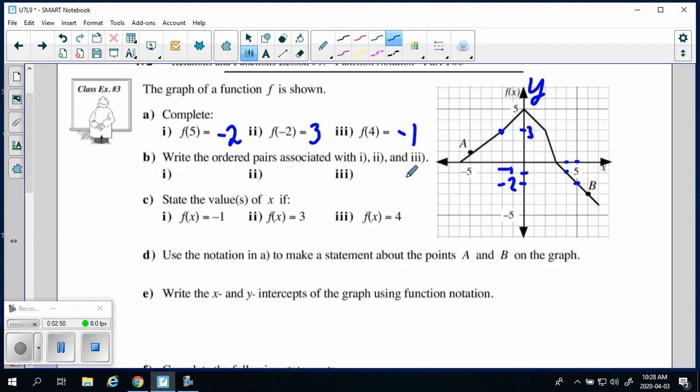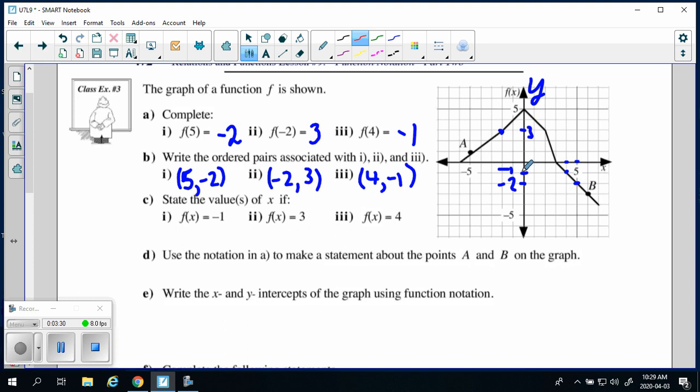So they want us to write the ordered pairs associated with these. You just have to understand that the value that they gave you was x, and you have to write that first. So that's 5. And then y is the value that you looked up. Don't get those mixed up, or you're going to lose a mark for no reason. 4, negative 1. State the values of x if f of x is equal to negative 1. So note the difference in the way that this has been portrayed. In this case, they gave you x, and in this case, they're asking for what x is. That means we are looking up y. So just be careful as to where you're looking this up. So y is negative 1.